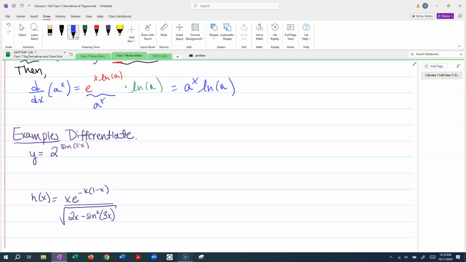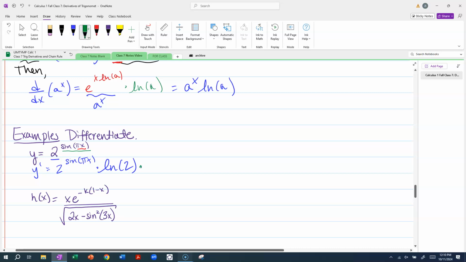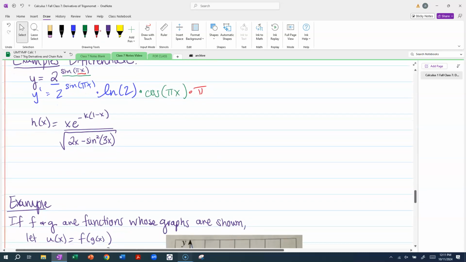Okay, here we go. Derivative of y. I have the 2, and then in the exponent I have sine, and then inside sine I have a 3-stage chain. So I take the derivative of 2 to the power, leaving the inside alone. So it'd be 2 to the sine of pi x times ln of 2. That's our general exponential function. And then next I multiply by the derivative of sine, which is cosine, leaving the inside alone. And then finally multiply by the derivative inside of the sine, which is just pi. Wasn't that fun?